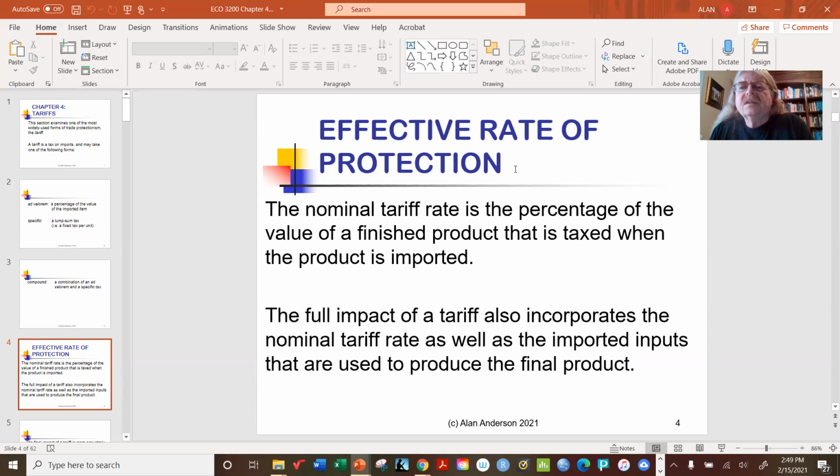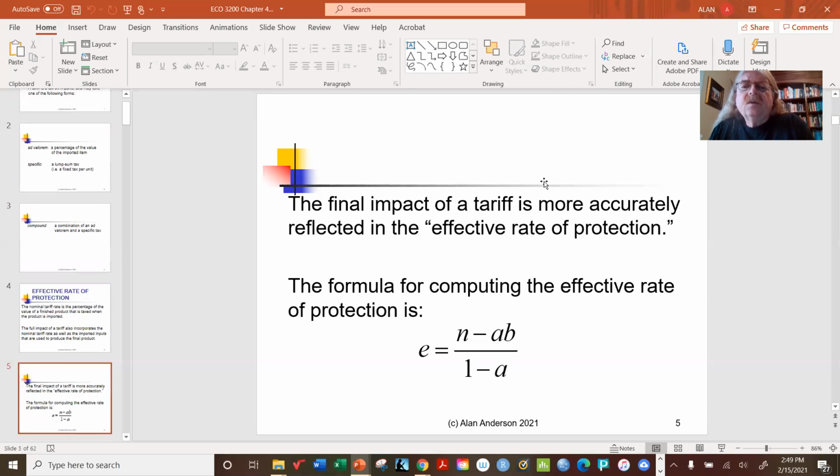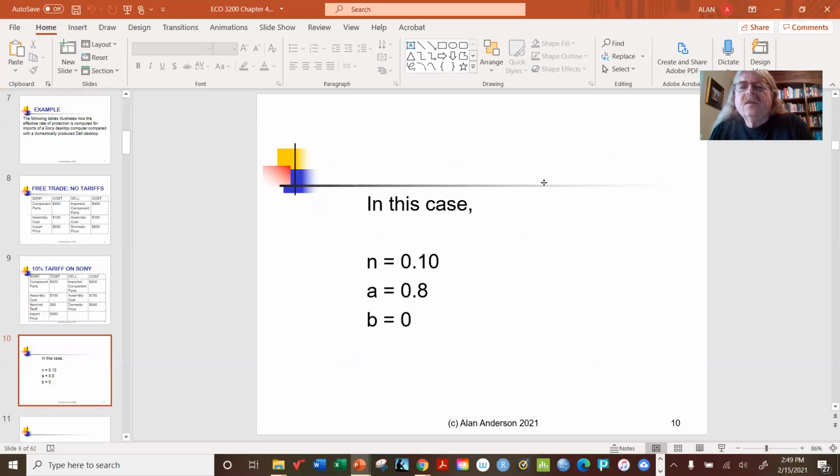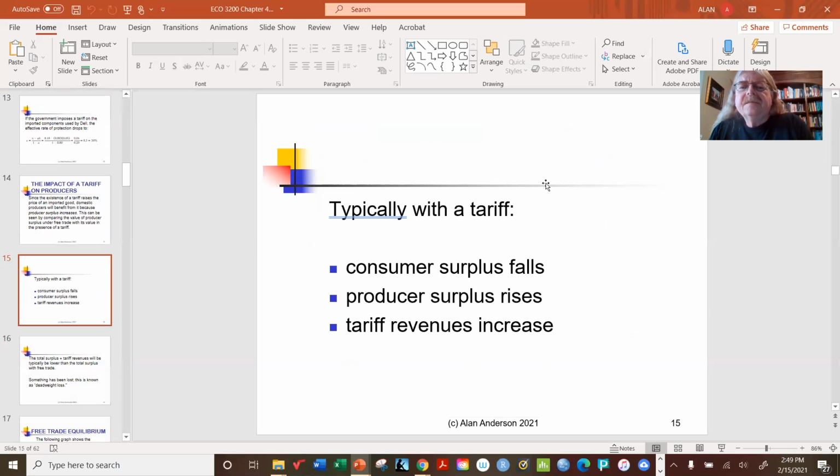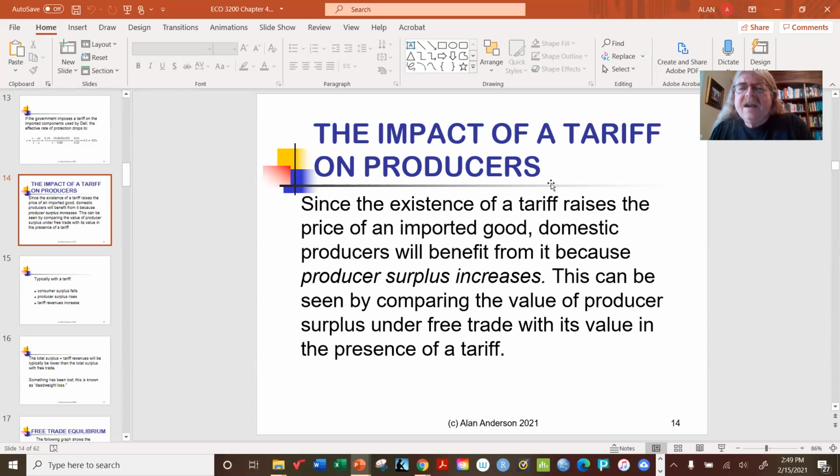Now, we've already gone over this effective rate of protection. What it's essentially showing us is that sometimes the amount that we are paying for this protection is maybe higher than we generally realize. So we've already done this part. Let's jump ahead over this and let's look at our first tariff.